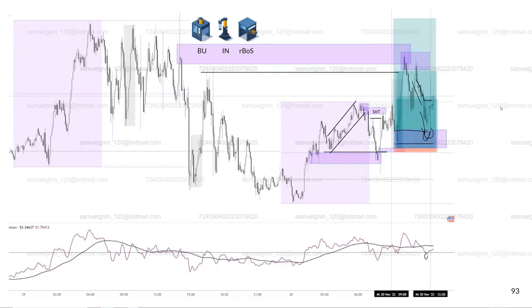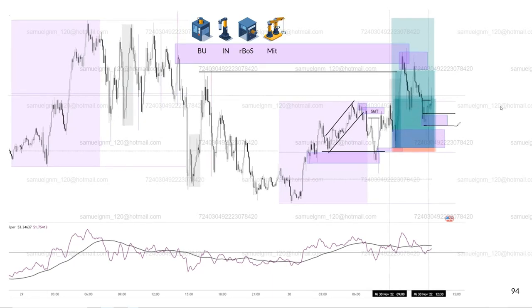And it's also the EDM for the bigger picture, and we still have overall our targets left, right? And now we had this build-up, inducement, relevant break of structure. What's the next thing? Mitigation. So we're marking out our mitigation zone in here, right?